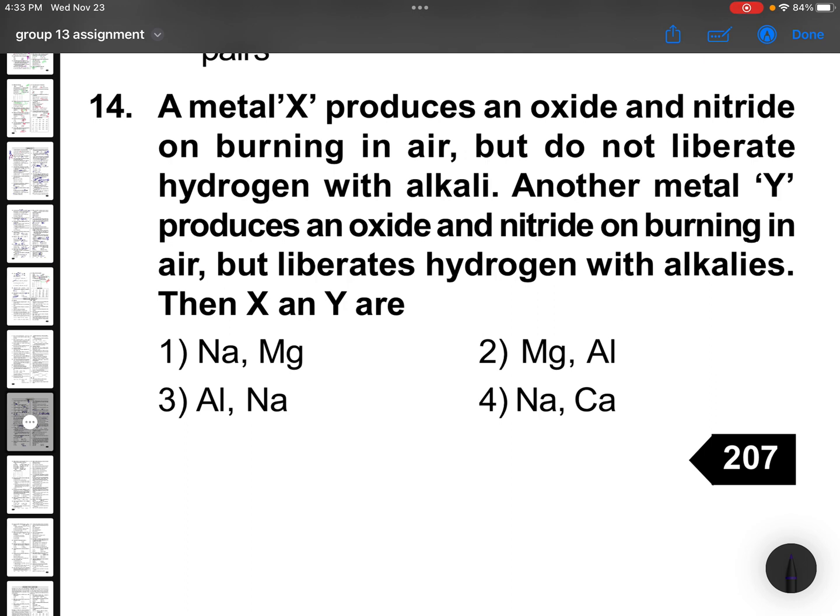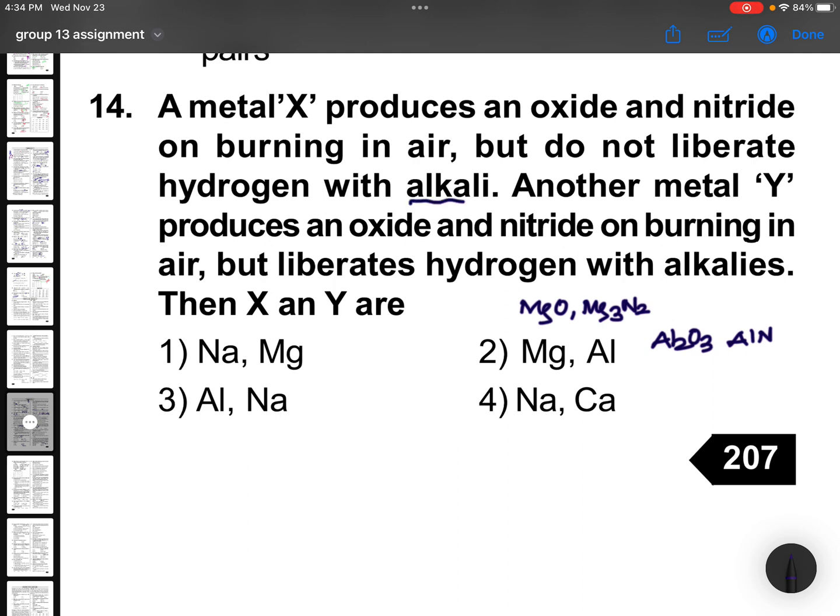A metal X produces an oxide and nitride on burning in air but does not liberate hydrogen with alkali. Another metal Y produces an oxide and nitride on burning in air but liberates hydrogen with alkali. Then X and Y are? One interesting question. This kind of question you can expect in the IIT Advanced examination. See, both can form magnesium oxide, magnesium nitride, aluminium oxide, aluminium nitride.